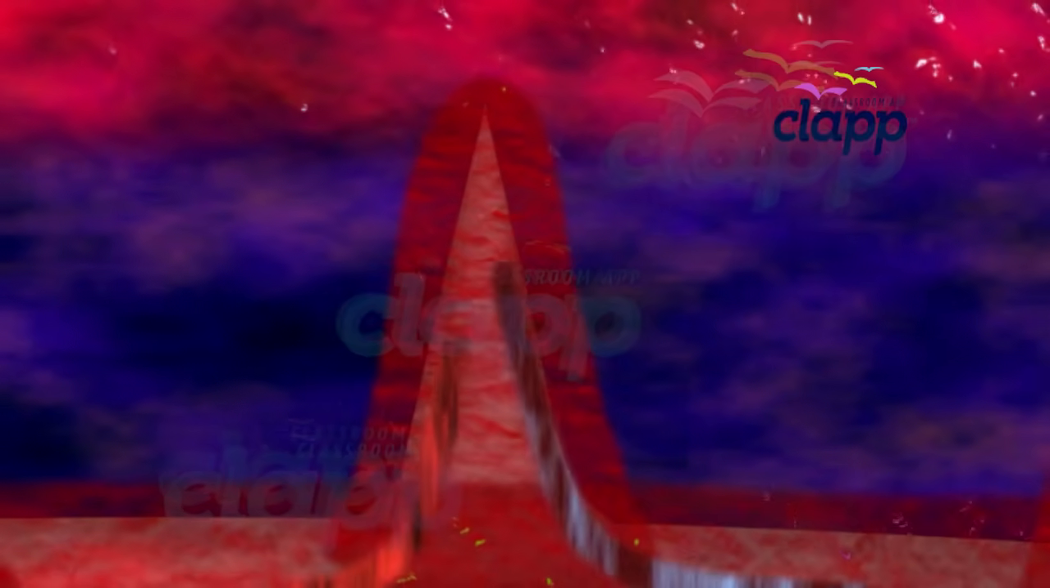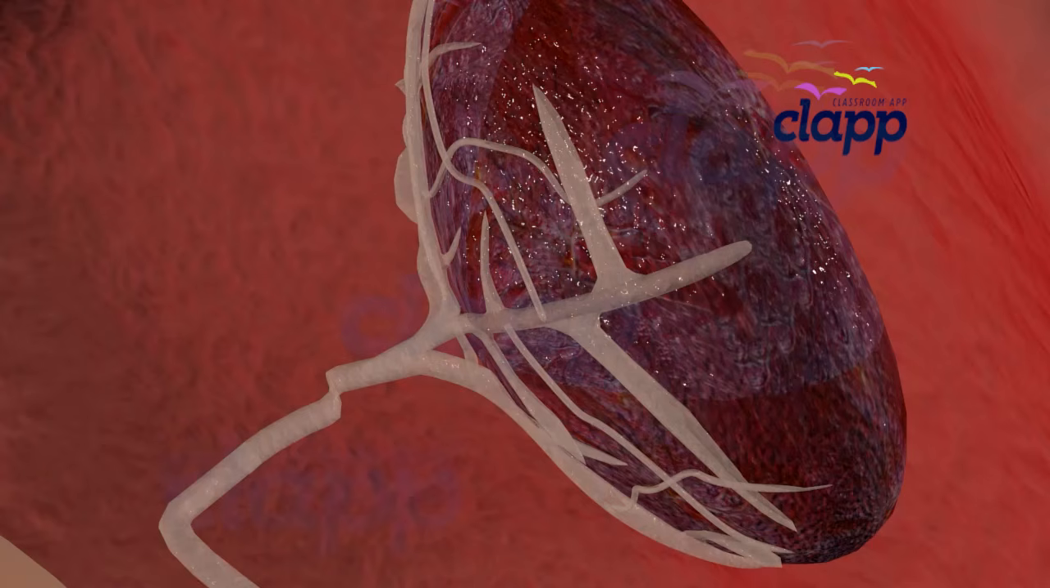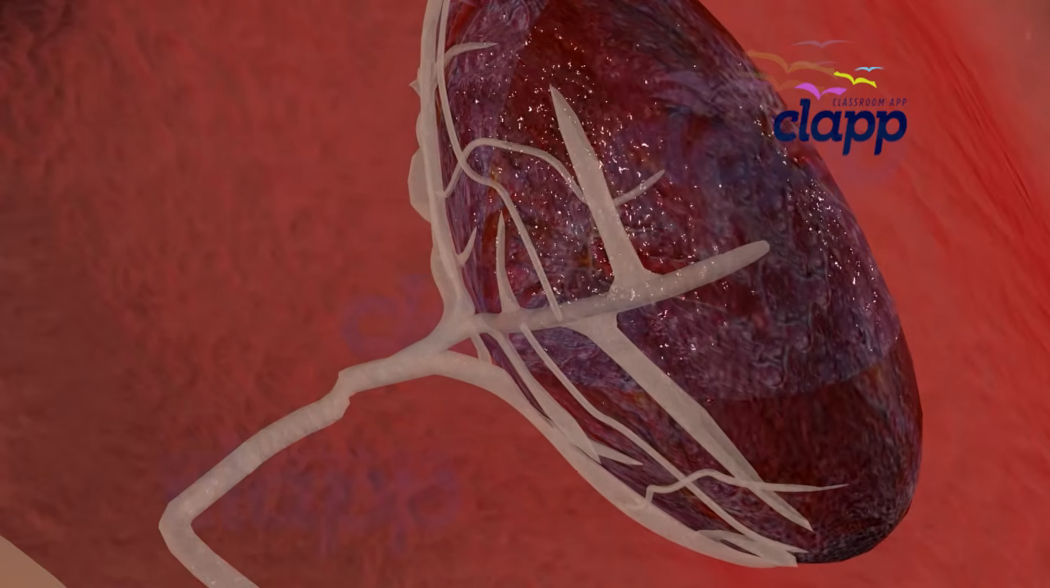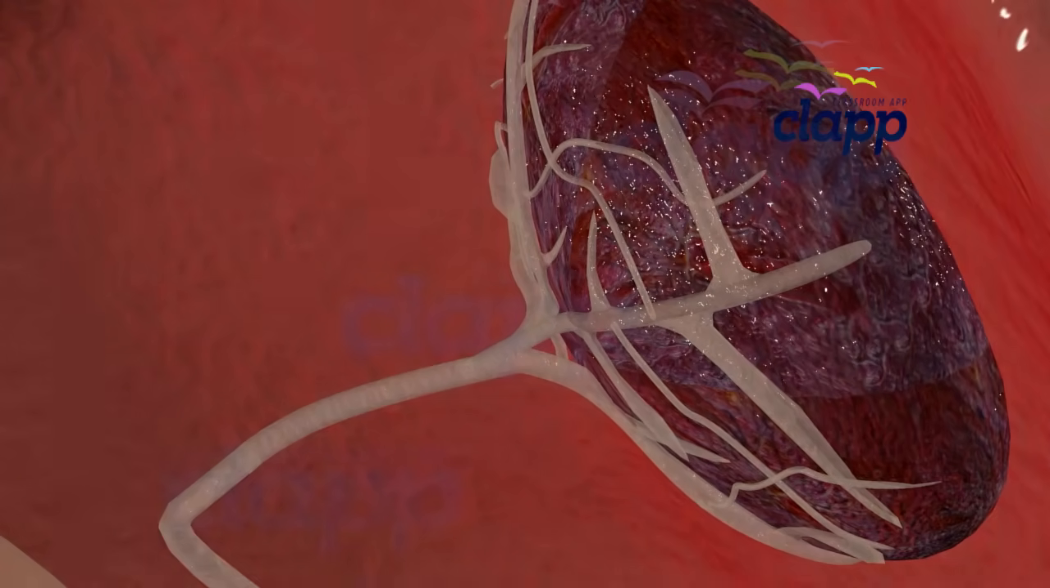Maternal blood rich in oxygen and nutrients flows into the intervillous space and diffuses across the placental membranes into the fetal blood. At the same time, waste products and carbon dioxide move from the fetal blood into the maternal blood for elimination, while the blood never mixes. Also, this process anchors the placenta to the uterine wall, ensuring a stable connection.